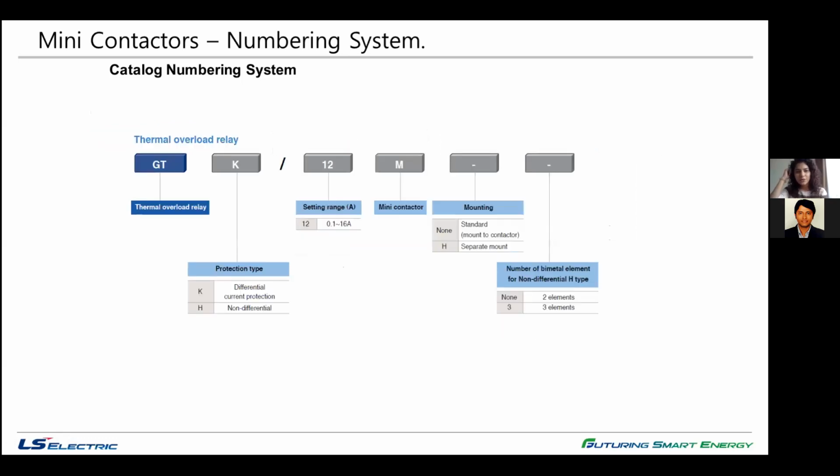Thermal overload relay is the GT series. Then the protection type, we have 2 in here: differential and non-differential. Then the setting range, depending on your application. Then mini contactor, the standard letter. Then the next comes the mounting type, if you want the direct mount or the separate mount. And if you're selecting the non-differential type, you'll have to select the bimetal element, 2 or 3.